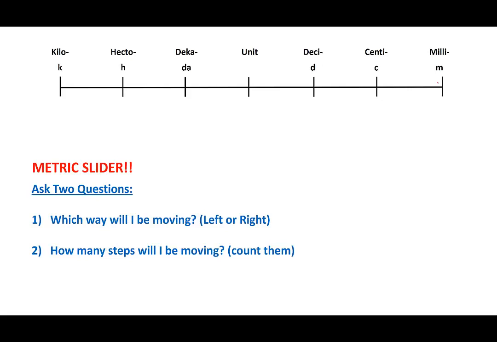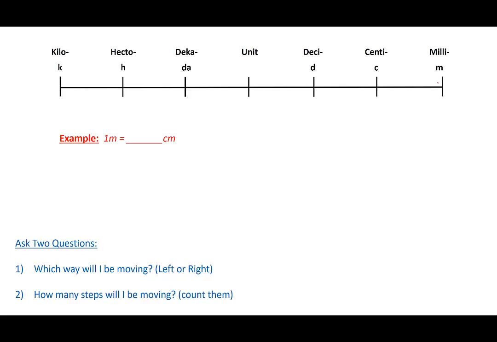All right, let me show by example. So our first example here, we have 1 meter. It does not have a prefix because we're right here on the unit, and the unit is meter. So this is where we're starting. We want to move to centimeters, which is over here. And so we're moving to the right. So which way will I be moving? I'm moving to the right. How many steps will I be moving? In this case, I will be moving 1, 2 steps.